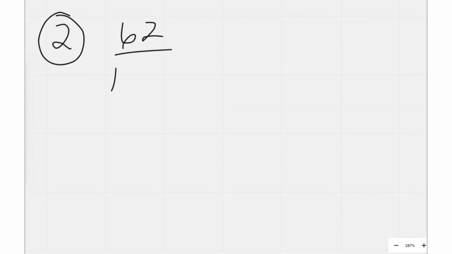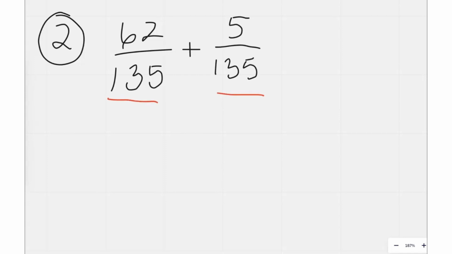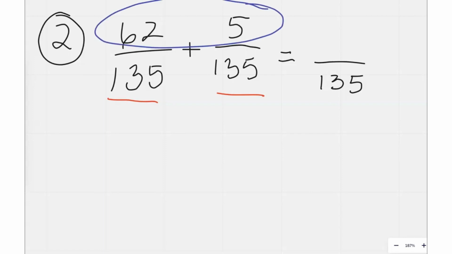62/135 plus 5/135. We can see that these fractions have a common denominator of 135, so this will be the denominator used in the answer. Don't let these big values intimidate you. The concept is still exactly the same. All we need to do now is add the numerators, 62 plus 5, which is 67. So our final answer is 67/135.